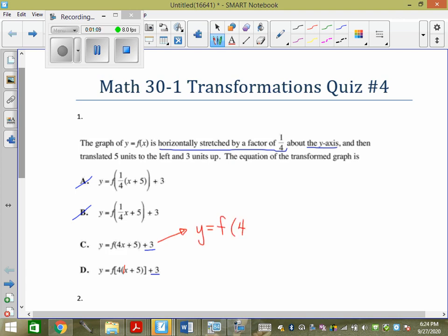So for this example, which I hope you didn't pick, I have to remember to take that 4 out because I need to have a 1 in front of my x, or else my horizontal translation is wrong. So I take the 4 out, I get 4x divided by 4, which is 1x, and then 5 divided by 4 is just 5/4. So C is actually 5/4 to the left, not 5 to the left. And we need 5 to the left, so it's going to be D.